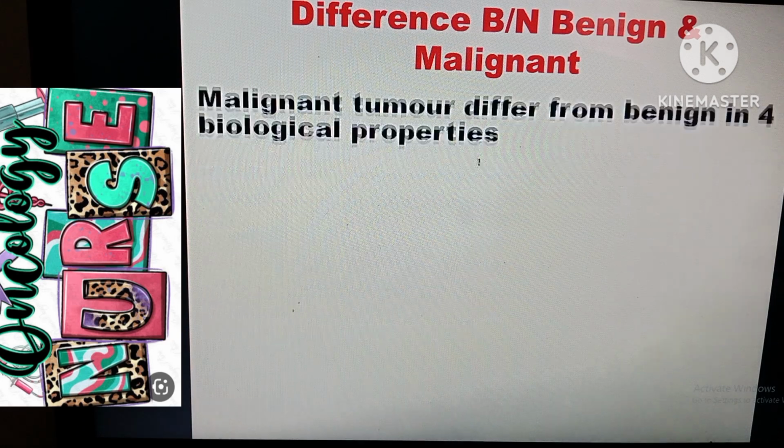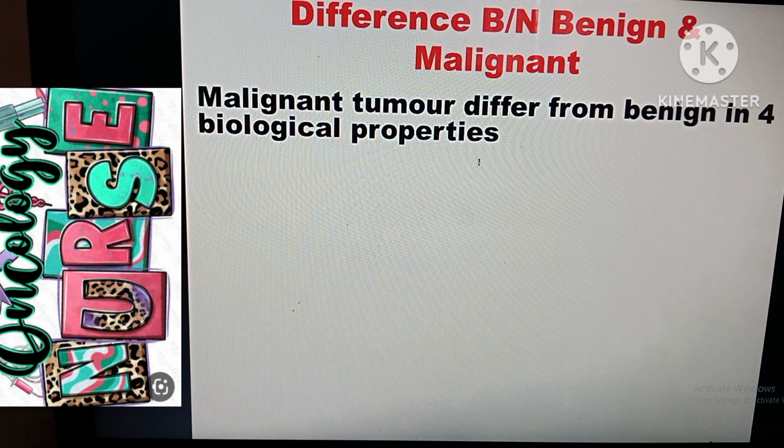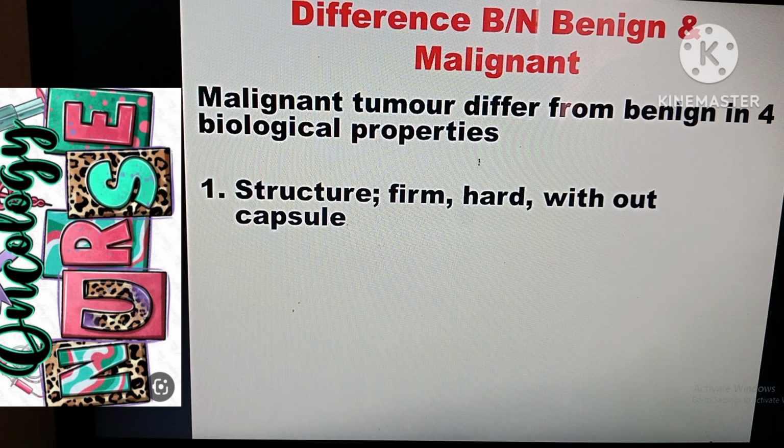It's very important, okay? Sometimes they will ask for 2 marks or 5 marks. So malignant tumors differ from benign in 4 biological properties. The first is structure. Structure means anatomy, how it will be. See, the benign tumor will be very soft, okay? Sometimes it is hard also, but it has a capsule, so it will not spread. But malignant is very firm, very hard, without a capsule. Capsule means the external covering. So since there is no capsule, the cancer cell will come out from inside the cell and spread to other body organs.